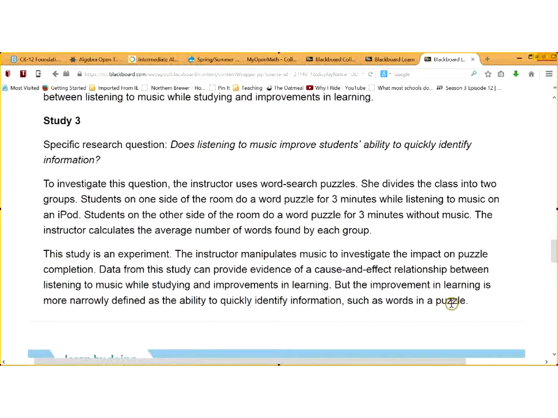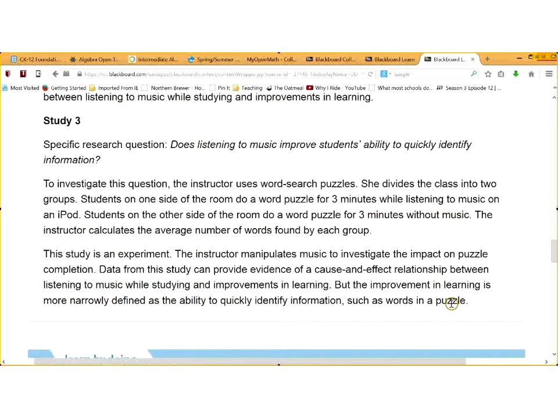Okay, and then this last one is, does listening to music improve students' ability to quickly identify information? The instructor uses word search puzzles. She divides the class into 2 groups. Students on one side of the room do a word puzzle for 3 minutes while listening to music on an iPod. Students on the other side of the room do a word puzzle for 3 minutes without music. And then the instructor calculates the average number of words found by each group.